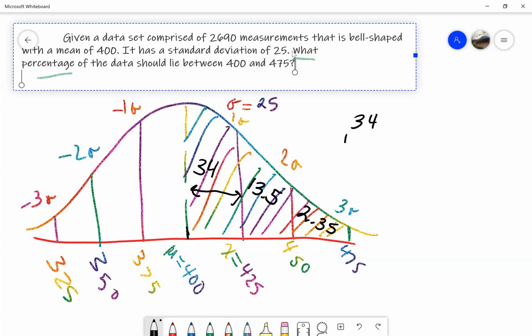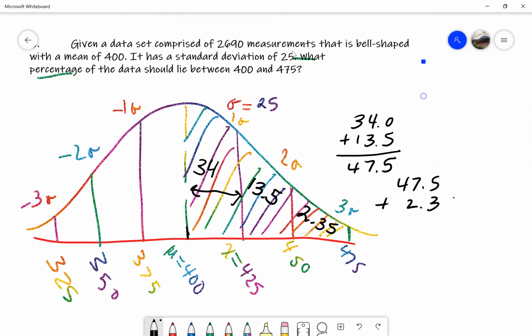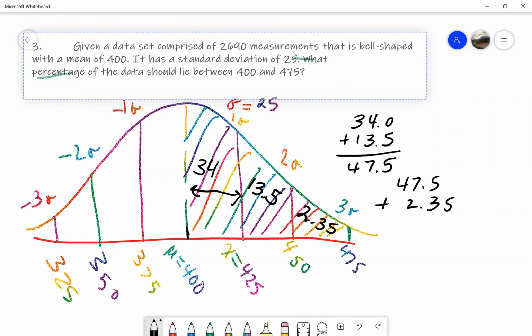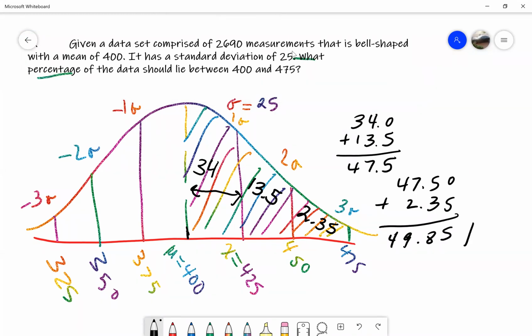34 plus 13.5. That's 47.5. 47.5 plus 2.35. Nice singing voice, mister. Oh, thank you. 49.85, my bad. So what's the percent? About 49.85% of the data must lie between 400 and 475.